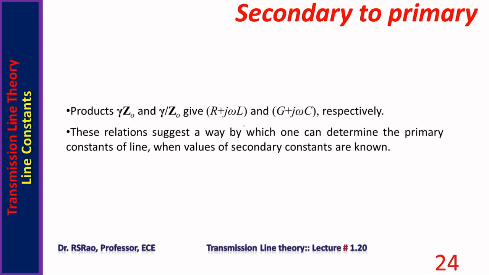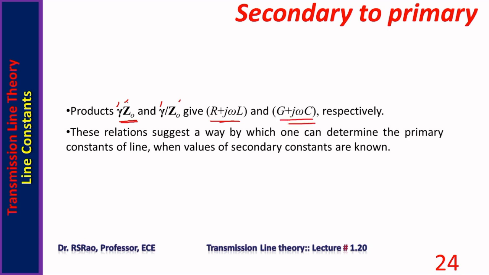Now sometimes we are required to find primary constants when secondary constants are given. For that, what you need to do is consider the product of secondary constants. Multiply gamma with Z0. Then what you get is R plus j omega L. If you divide gamma by Z0, you will be getting G plus j omega C.